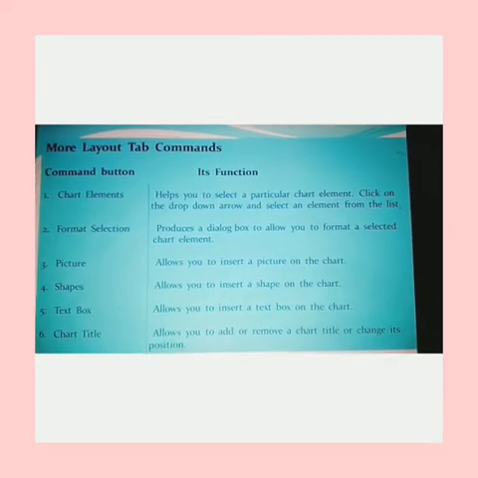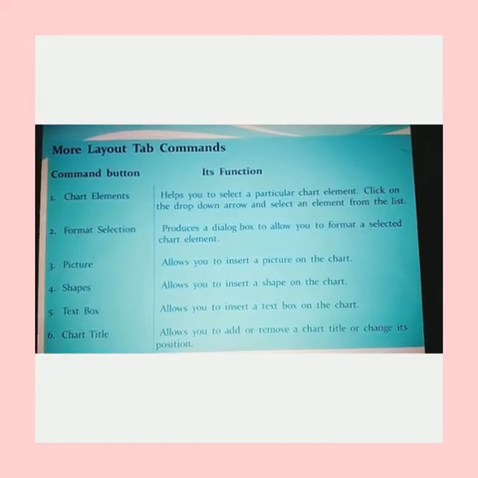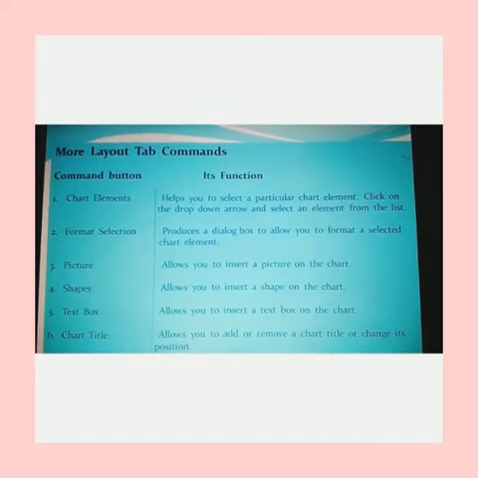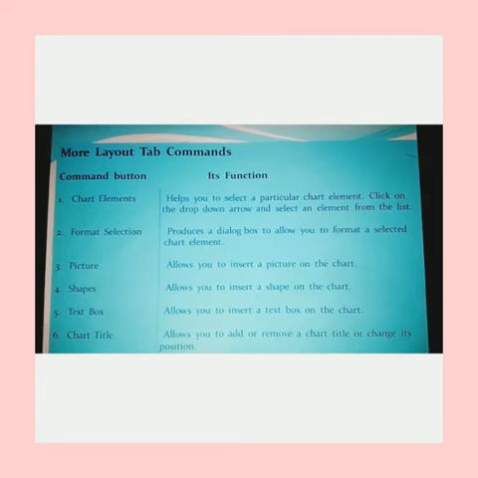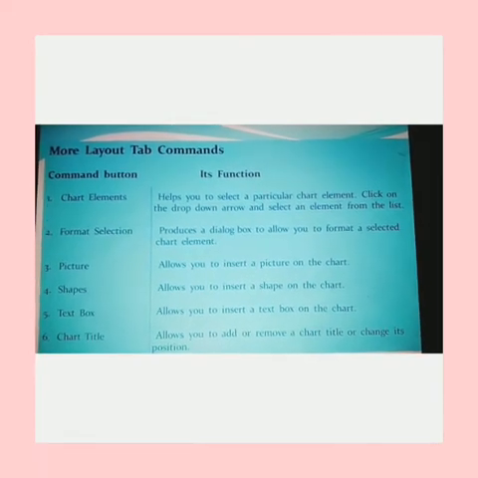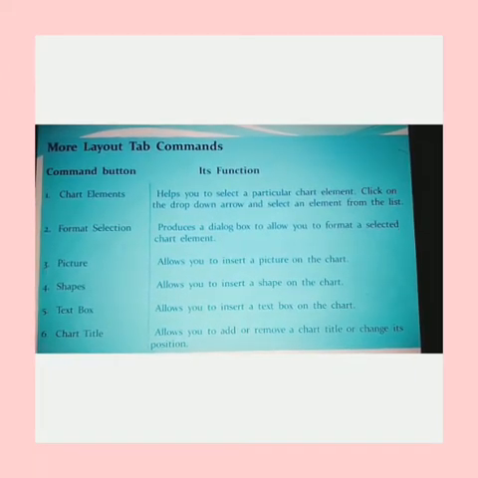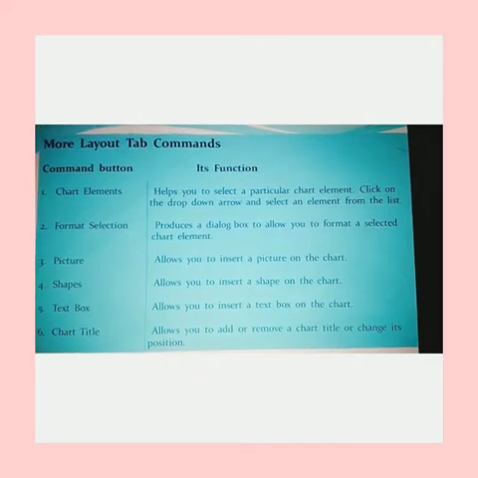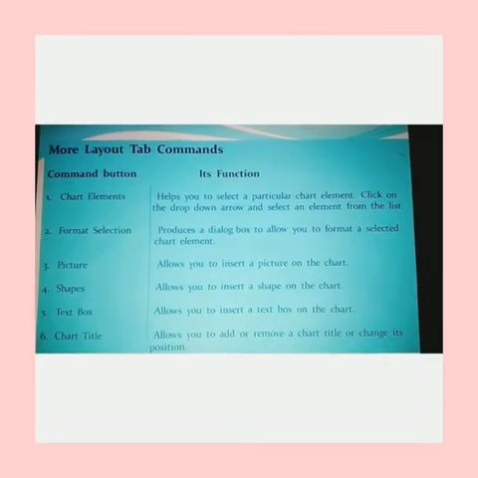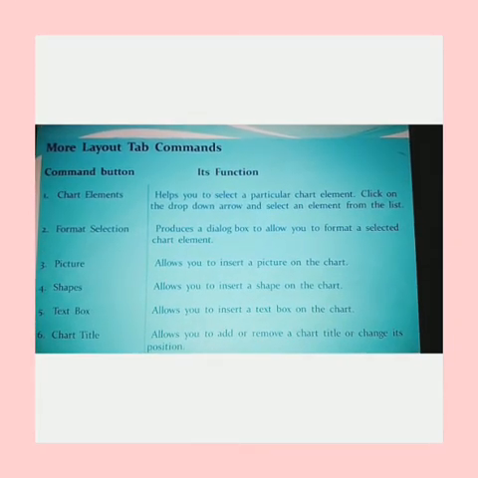Okay, next is text box. Text box, we know very well. Text box means you can write in a text box on the chart. We can write anything related to our charts with the help of a text box. Next is chart title. It allows you to add or remove a chart title or change its position. Chart title allows you to add, remove, etc., with the function to help in its position.